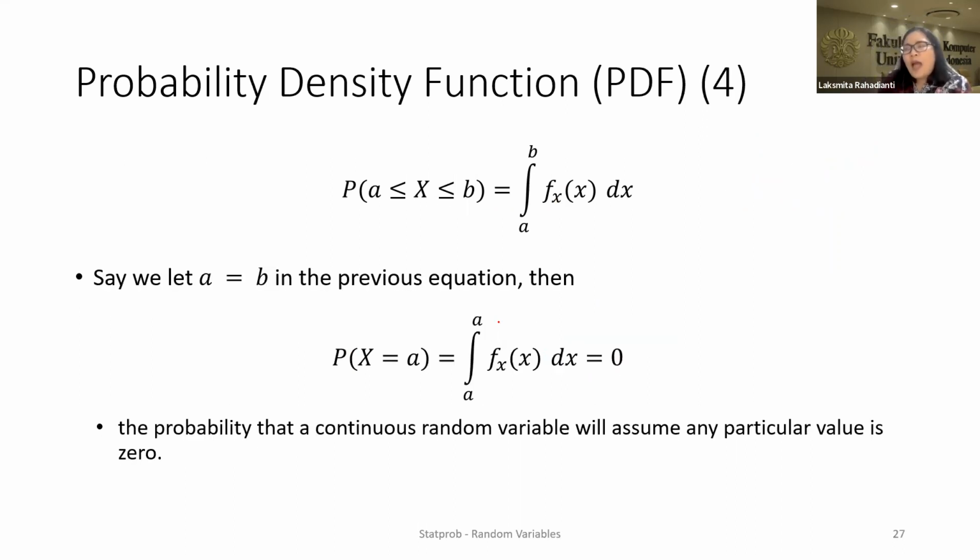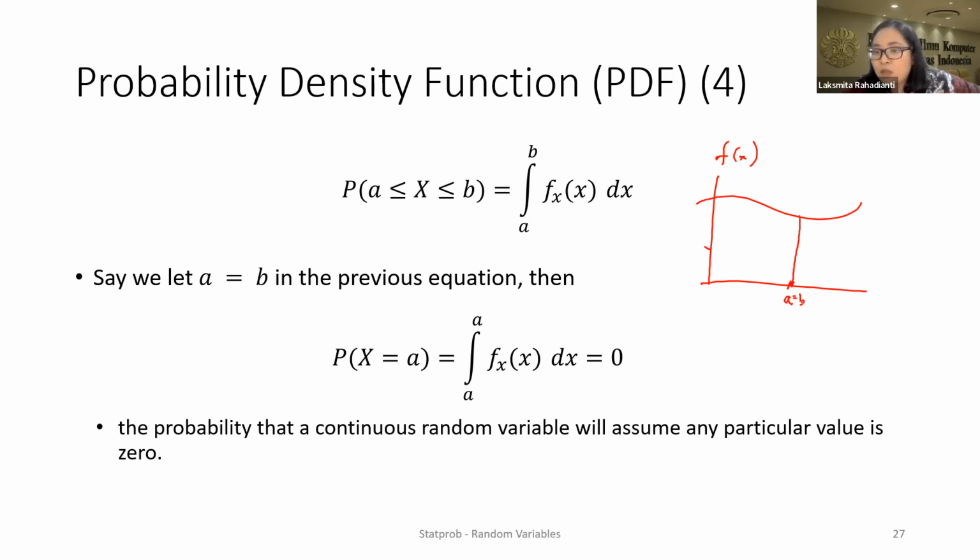But that also has some consequences. Say that A equals B in the previous equation. So if the limits of the integral are A equal B here, this is my f of x. Remember, we already established that the probability of x being between A and B is the area under the curve between A and B.